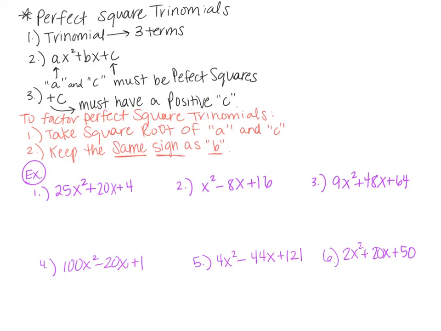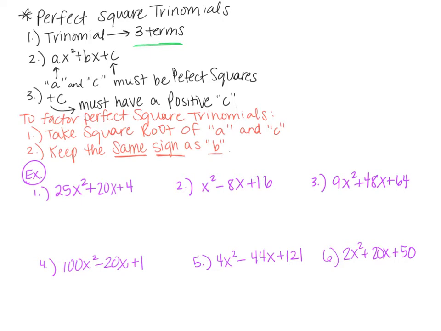All right, the second special case that we want to look at, still dealing with perfect squares, is called a perfect square trinomial. So again, we've got some requirements. Three requirements again. First requirement is that now it's a trinomial. So a trinomial means that there are going to be 3 terms. Okay, so I've got to have 3 terms.